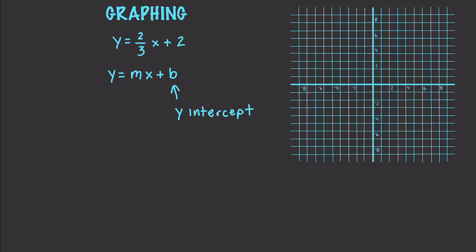Because, of course, if x is 0, well then this whole thing becomes 0 and y ends up being equal to b. So what are we going to do? We are going to first put a point at the y-intercept. So that is going to be 0 and 2, like that. So 0 and 2, which is going to be right here.